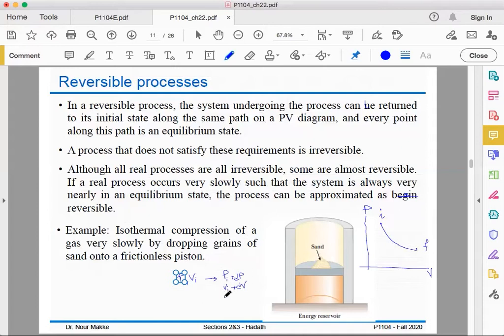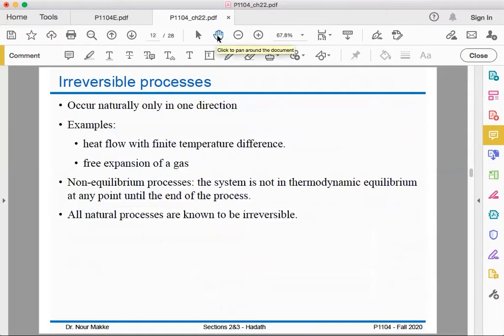It's isothermal, and between the two states there is no change in equilibrium, meaning it is all the time near an equilibrium state. So it's as if you are walking on a path from the initial state to the final state where every point is an equilibrium. In this way, we can approximate real processes, which are irreversible, as reversible. Okay, so this is how we define reversible and irreversible processes.